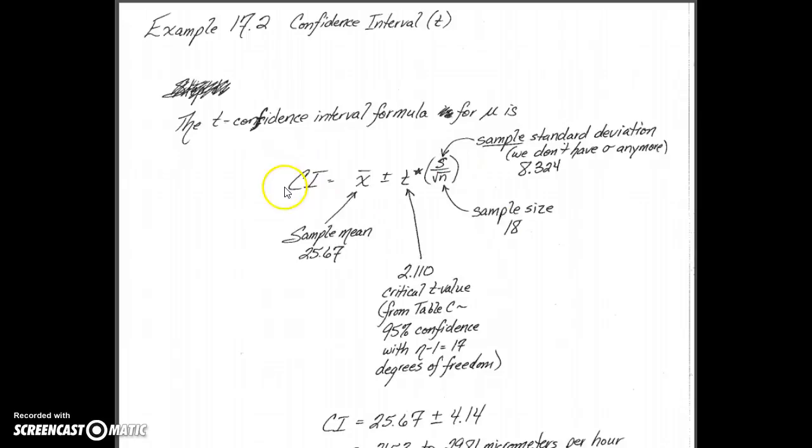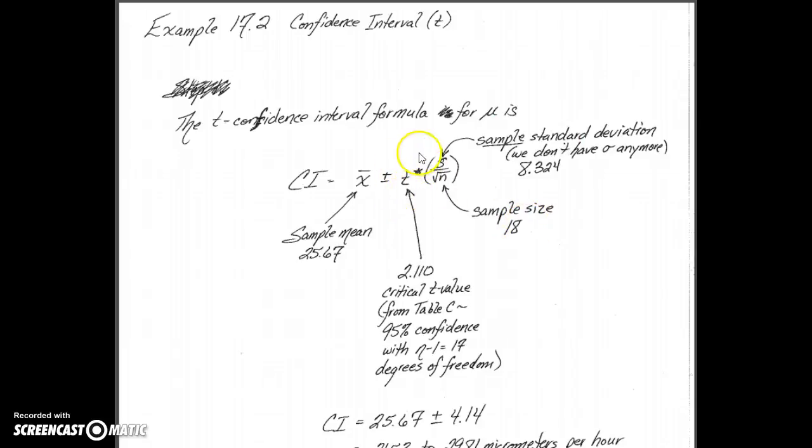So the formula here should look familiar from the previous chapter. We basically have the sample mean is our best guess, 25.67 micrometers per hour, plus or minus, and instead of a z-star, we have a t-star, critical t-value. We'll take a look at just a second, and then a sample standard deviation that's given to us, 8.324. Because we don't have the population standard deviation, which is normal, you very rarely have that, we're using the standard deviation from our sample of 18 newts.